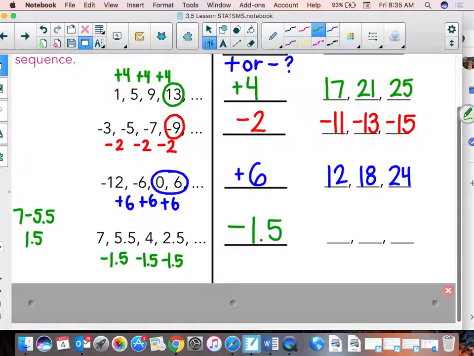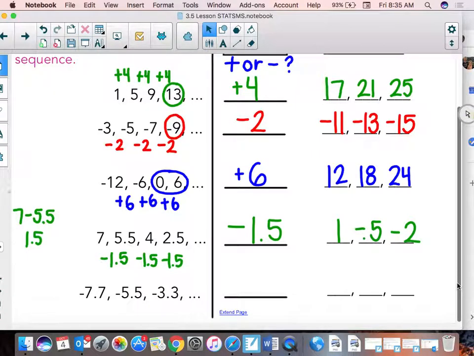So 2.5 minus 1.5 is 1. 1 minus 1.5 is negative 0.5. And that minus 1.5 is negative 2.